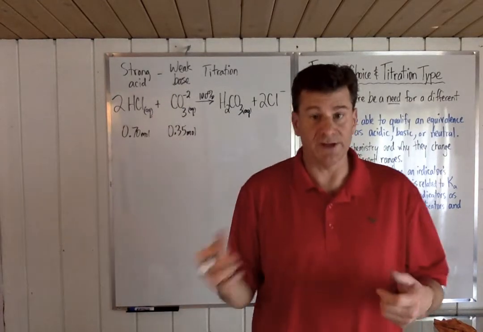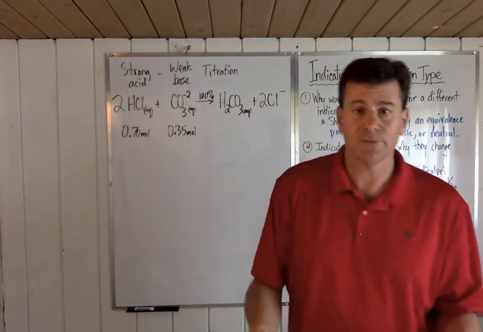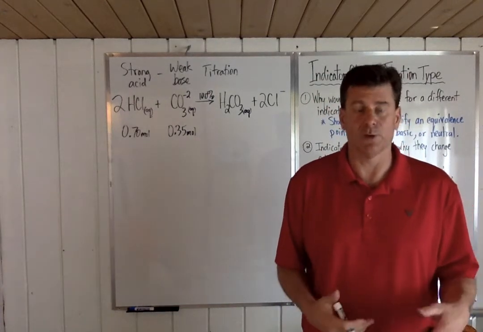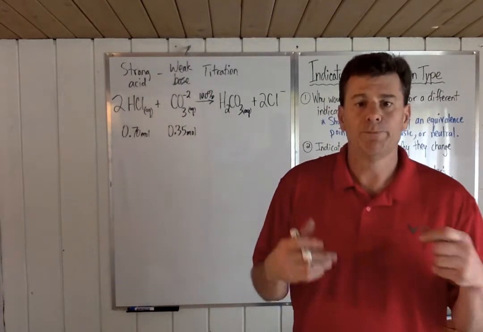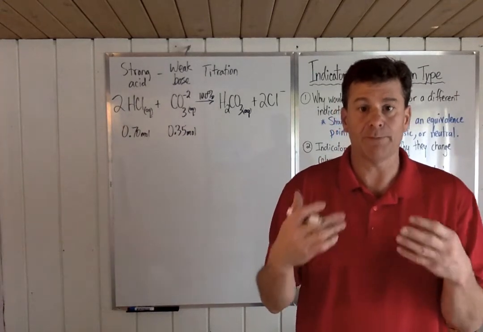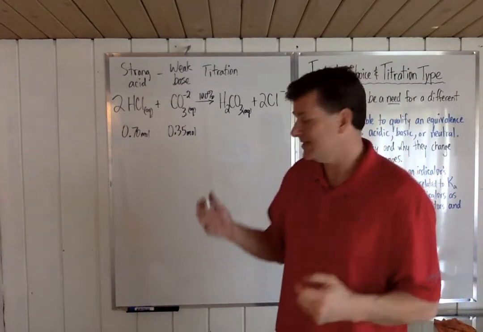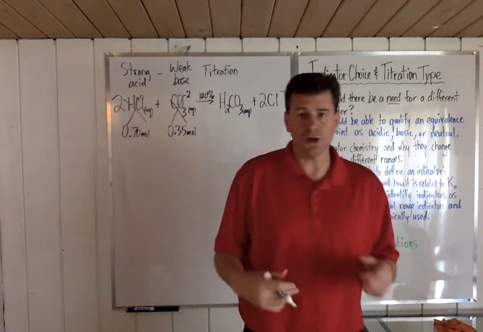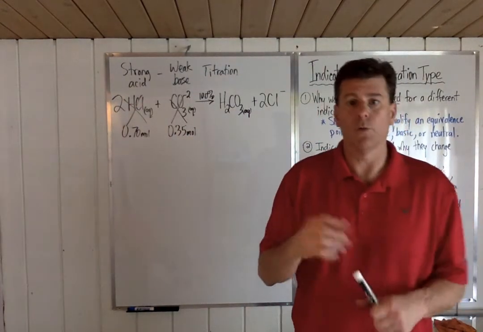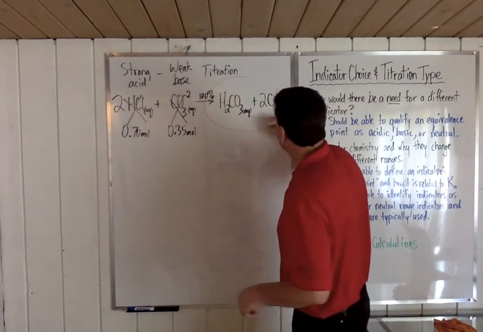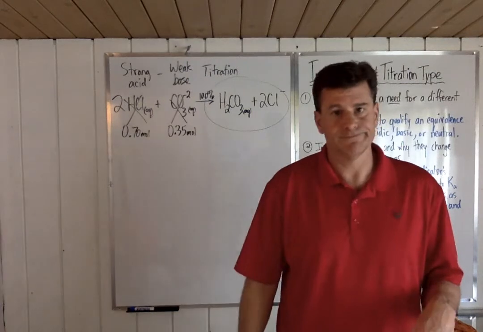Using stoichiometry in the 2-to-1 ratio, the CO3 2- moles were 0.35, half as many, because it's a 1-to-2 ratio. But the concept's the same. At equivalence, they have used each other up perfectly. You have no excess. So at that point, those are gone. We reacted them 100%.